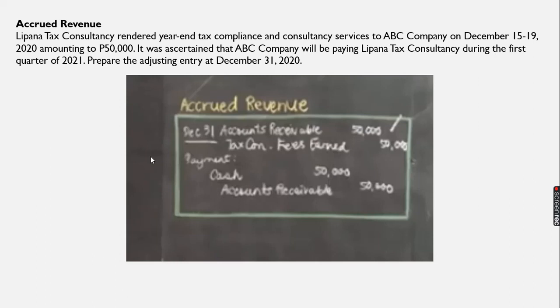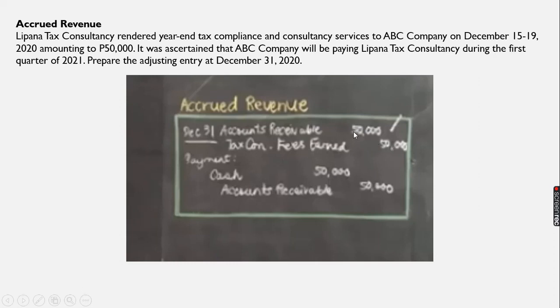Prepare the adjusting entry at December 31, 2020. Ang adjusting entry niya dito, syempre, since inutang naman nila yung service na provide mo sa kanila, which is worth 50,000, ang ilalagay mo lang dyan is accounts receivable, and then yung tax consultancy fees earned na 50,000. Okay? So, sa December 31, ang entry mo dyan is accounts receivable 50,000 kasi pinautang mo nga. And then, service revenue or yung pwedeng specified na tax consultancy fees earned 50,000.